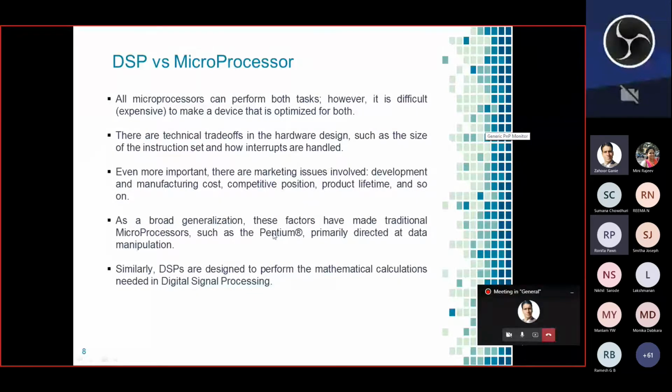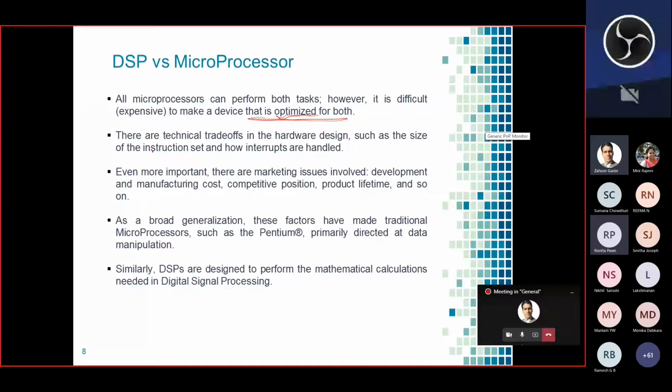All the microprocessors will be performing both tasks, data manipulation as well as mathematical calculations. But however, it is a difficult task to make a device that is optimized for both. This is a very important point to be noted. Every processor can do data manipulation as well as mathematical calculation, but optimizing for both is a bit difficult, because some microprocessors are designed only for processing the data, or some may be designed only for mathematical calculations.